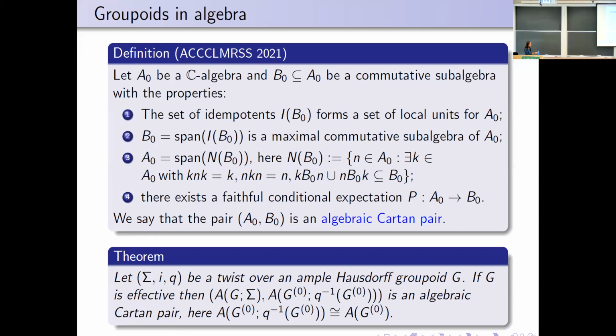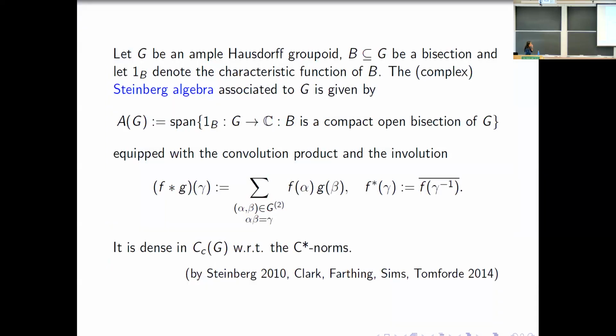My purpose is just to show you that we can look into the purely algebraic side of the Cartan pair or Cartan subalgebra, and we get the same result if we forget about the C-star structure, say that way. All right, so in the following slide, I'm going to show you what this twisted Steinberg algebra, or the Steinberg algebra, means.